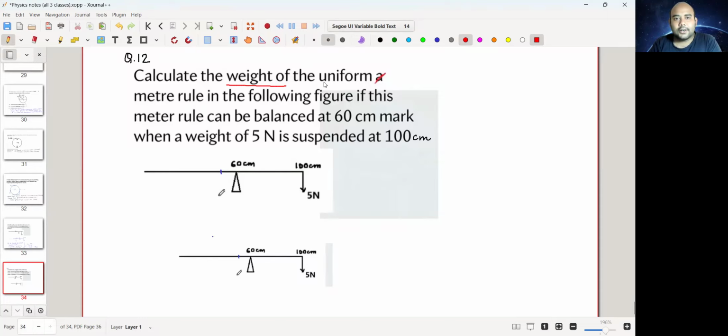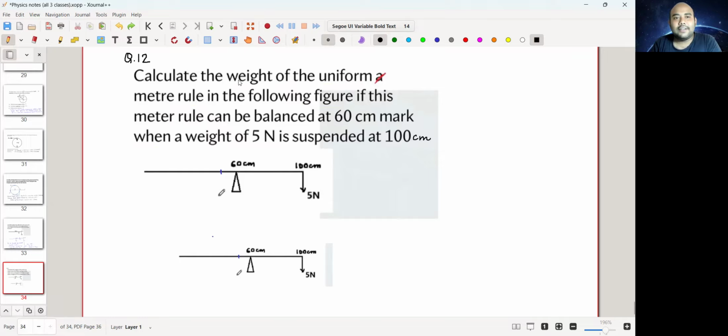Calculate the weight of the uniform meter rule in the following figure if the meter rule can be balanced at 60 centimeter mark when a weight of 5 Newton is suspended at 100 centimeter. So the question is only a one sentence question. Everything is told in one single sentence, but a lot of things have been told. So let us break the question into bits and parts and let us understand the question.